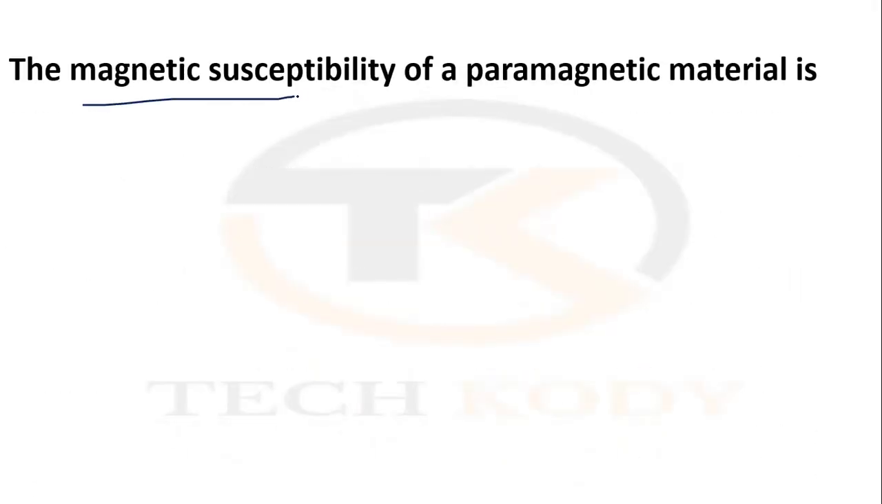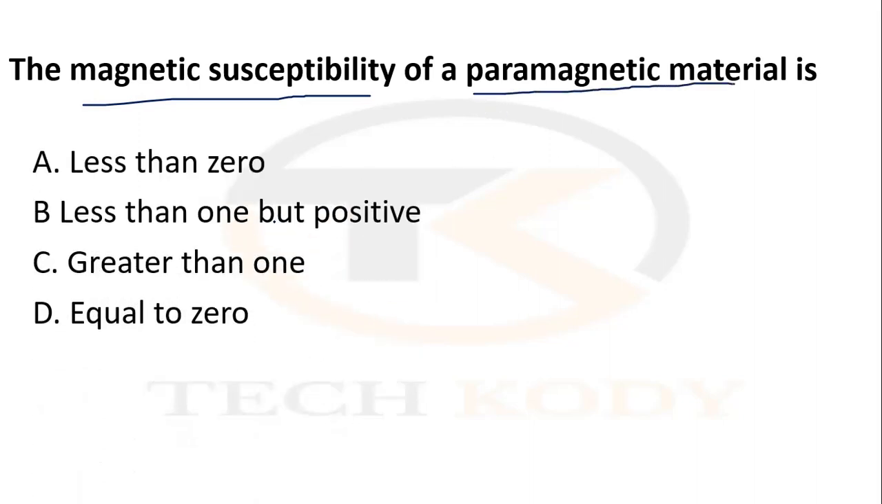The magnetic susceptibility for a paramagnetic material is given as less than 0, less than 1 but positive, greater than 1, or equal to 1. Here you can see that the magnetic susceptibility of a paramagnetic material is less than 1 but positive.